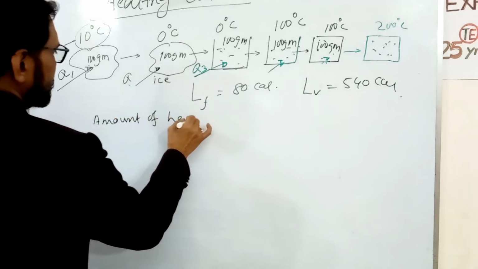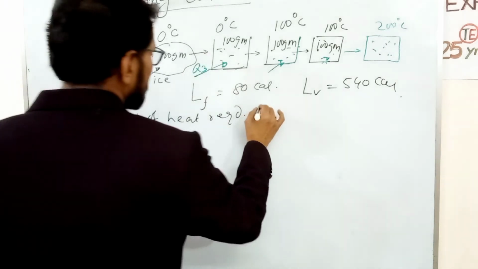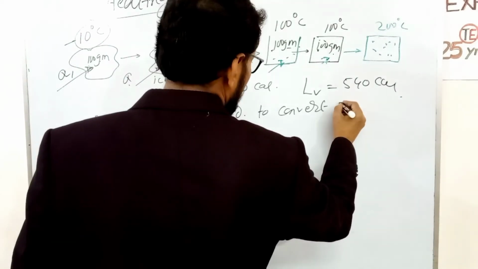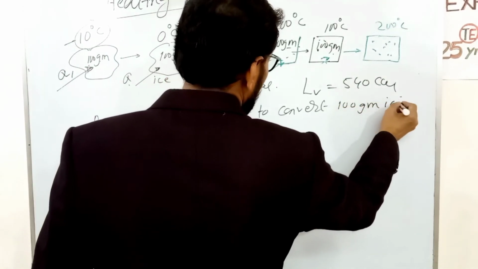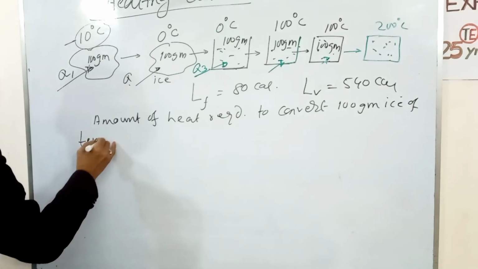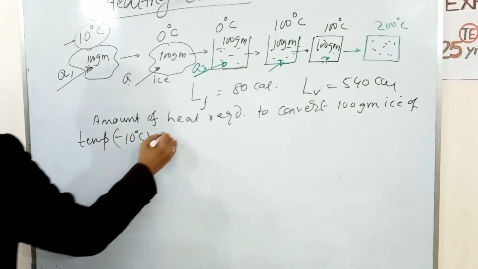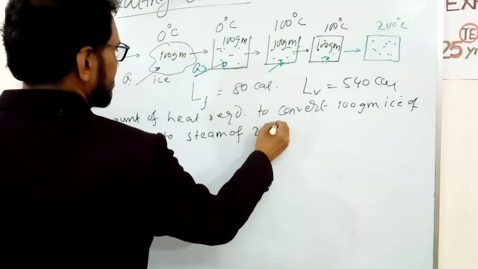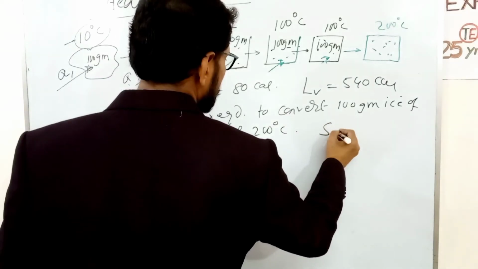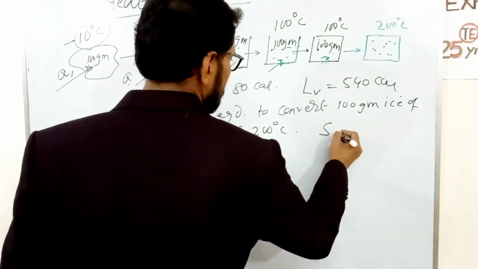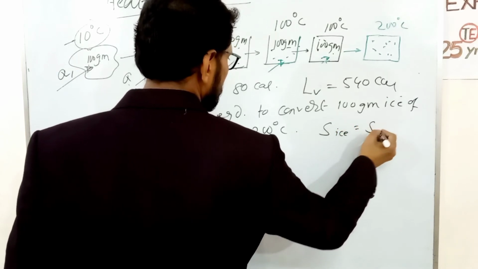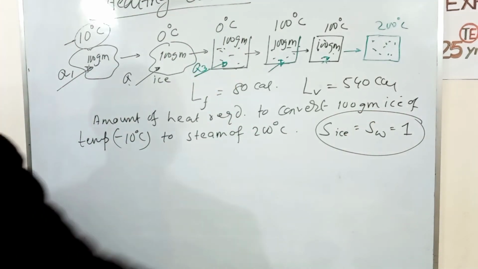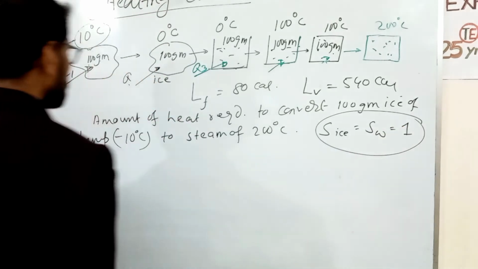What is the amount of heat required to convert 100 gram ice of temperature minus 10 degree centigrade to steam of 200 degree centigrade? Specific heat of ice and specific heat of water are both, suppose, 1. It is given that the specific heat of ice and of water is 1. So what is the amount of heat required?